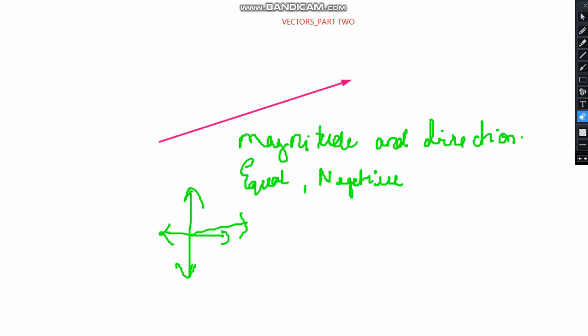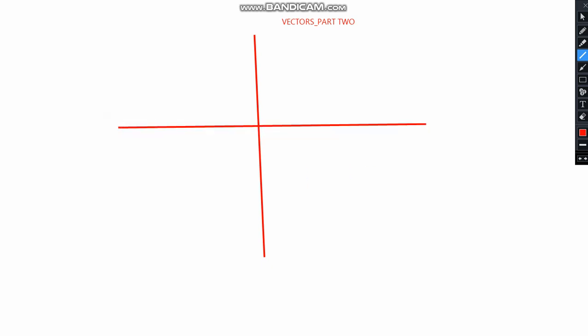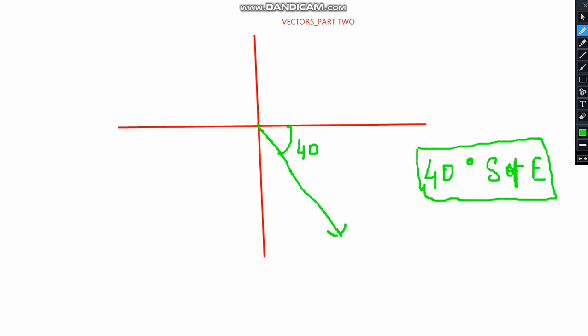I like the concept of that. Let's draw a simple line, the north south direction. Maybe there is a vector like this, which is actually 40 degrees. As I already told you in the previous part, it's 40 degrees south of east. A very simple thing to calculate. This is what we learned in part 1.